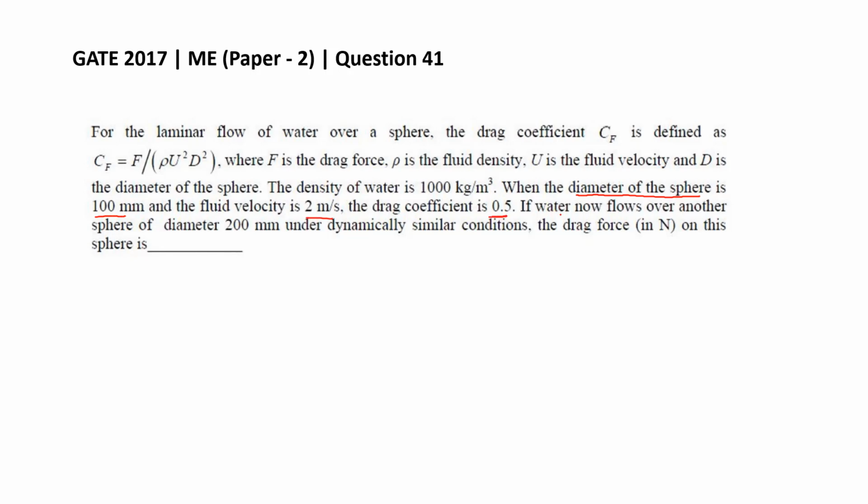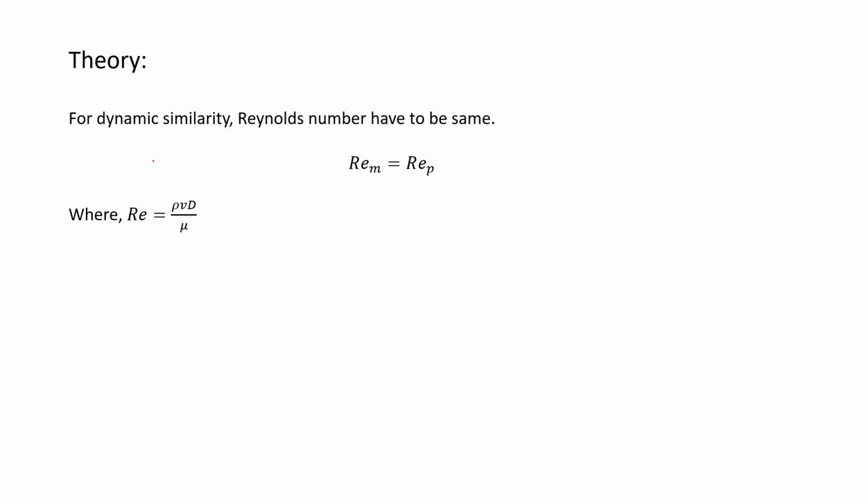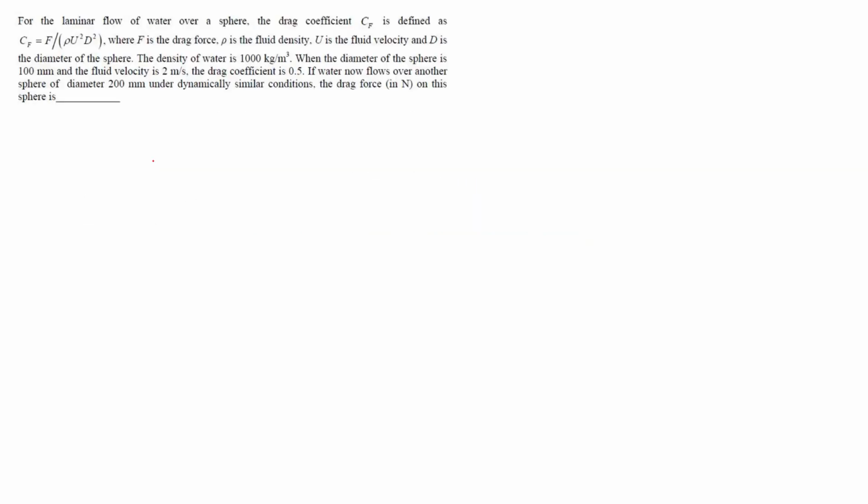So one configuration is given. And if water flows over another sphere of diameter 200 mm under dynamically similar conditions, the drag force on this sphere is. So again, they have mentioned that this is dynamically similar conditions. So you will have to first equate the Reynolds number, get the velocity, and then from this velocity use this formula with the drag coefficient being 0.5 to get the drag force. Yeah, the same theory applies here. And yeah, please try to solve this.